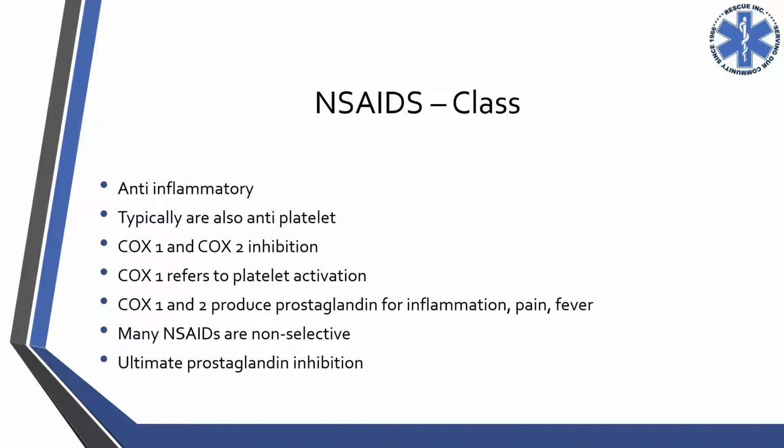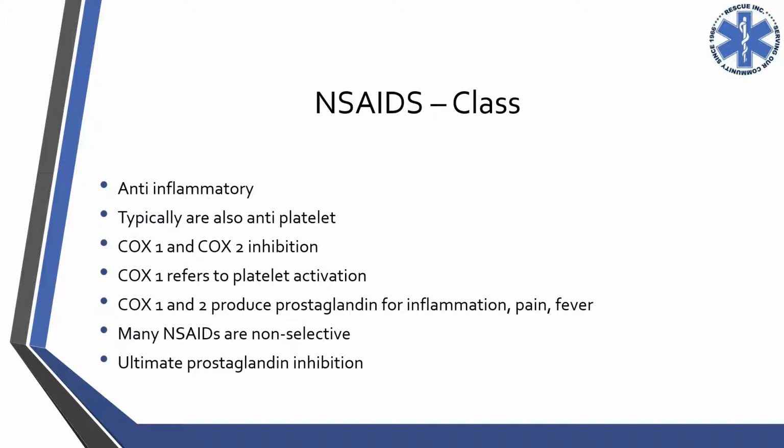So there's COX-1 and COX-2. COX-1 is cyclooxygenase 1. COX-2 is cyclooxygenase 2. And some of these meds are selective COX-1, some are selective COX-2, and others are non-selective. Aspirin is non-selective. It kind of goes right in the middle of the road, affects both COX-1 and COX-2.